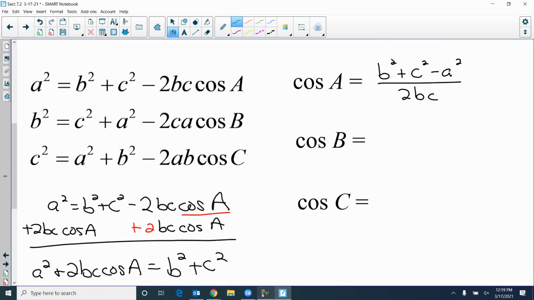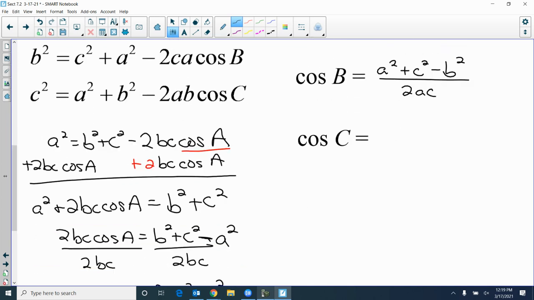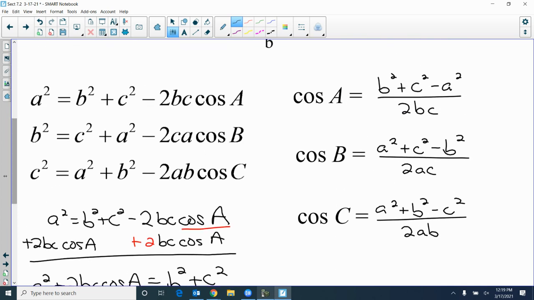All right, follow the pattern. What's cosine of B going to be? I'm not going to go through all that work again. Just use the example above there. Here's the key thing you're looking at. If you're looking for angle A, you're subtracting A squared. Okay, and then you've got your other two sides here. So if I'm looking for angle B, it's going to be A squared plus C squared minus B squared over 2AC. And then how about cosine C? You should be able to fill that in. It's going to be A squared plus B squared minus C squared all over 2AB. All right. So those are your forms.